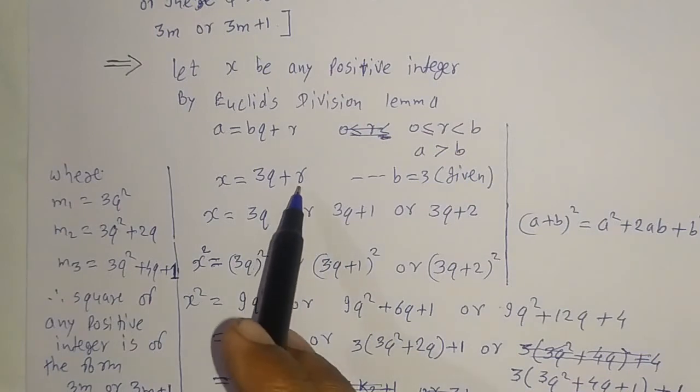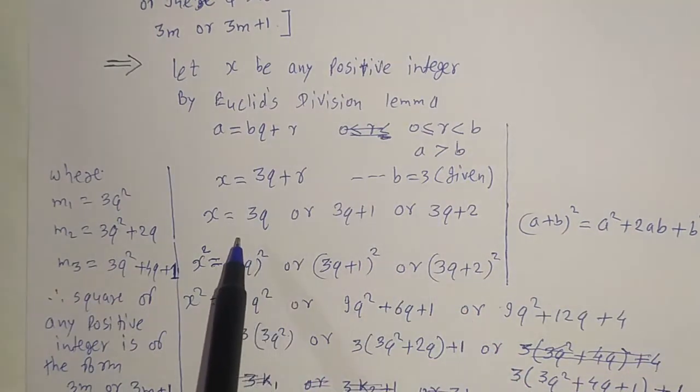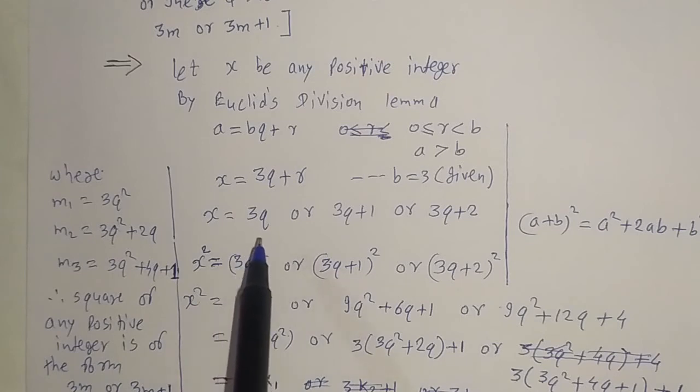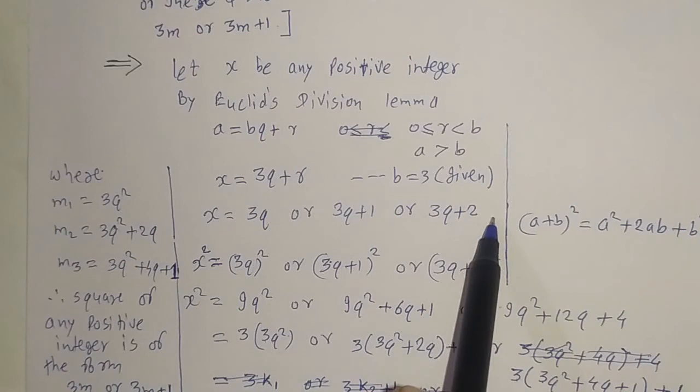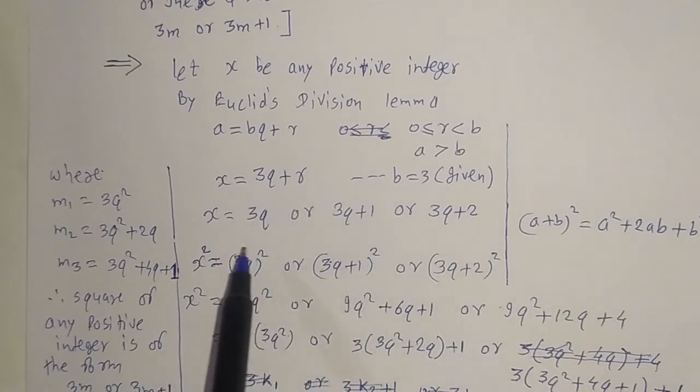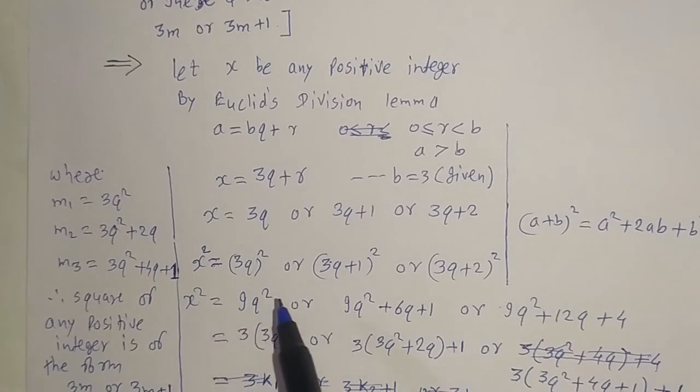So r can be 0, 1 or 2. Correspondingly you get three equations: 3q plus 0, 3q plus 1, 3q plus 2. You have to take the square because we have to prove that the square of these positive integers is of the form 3m or 3m plus 1.